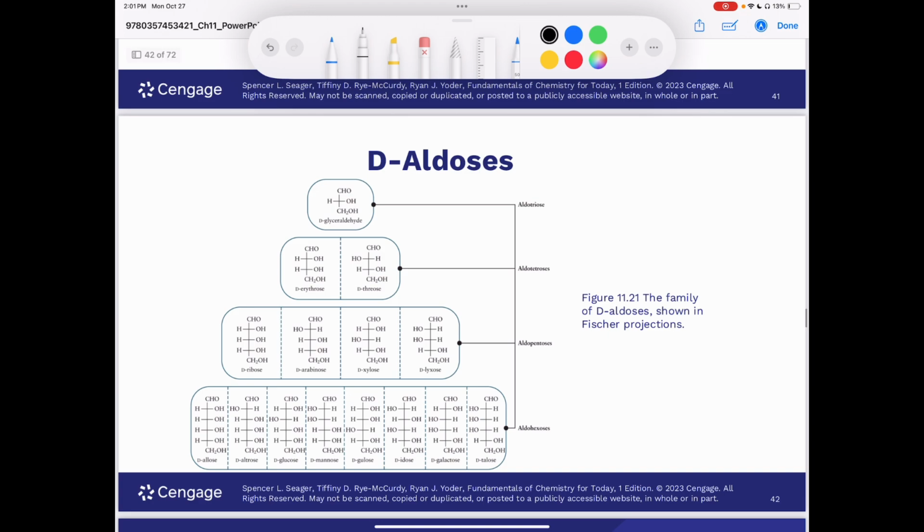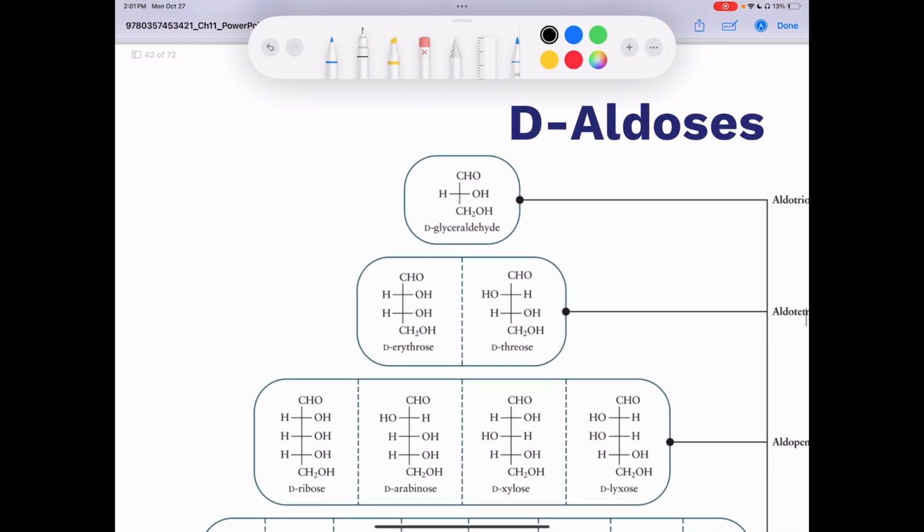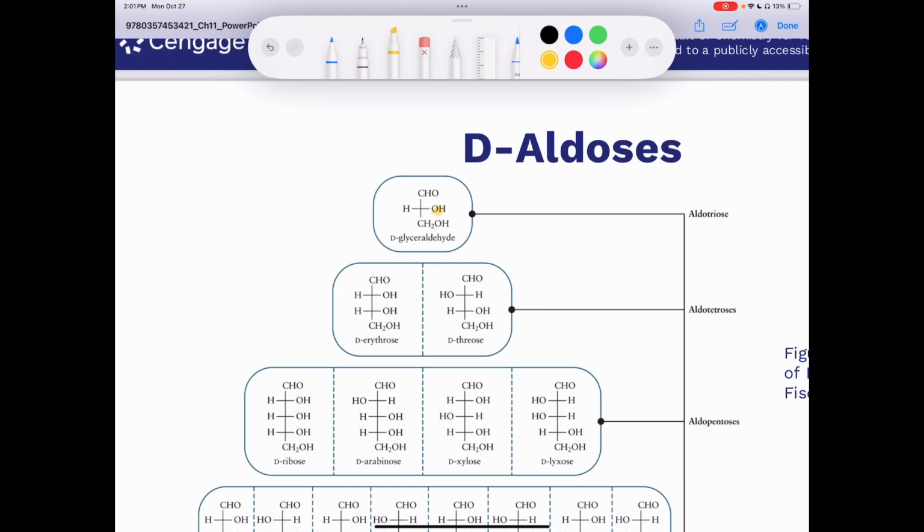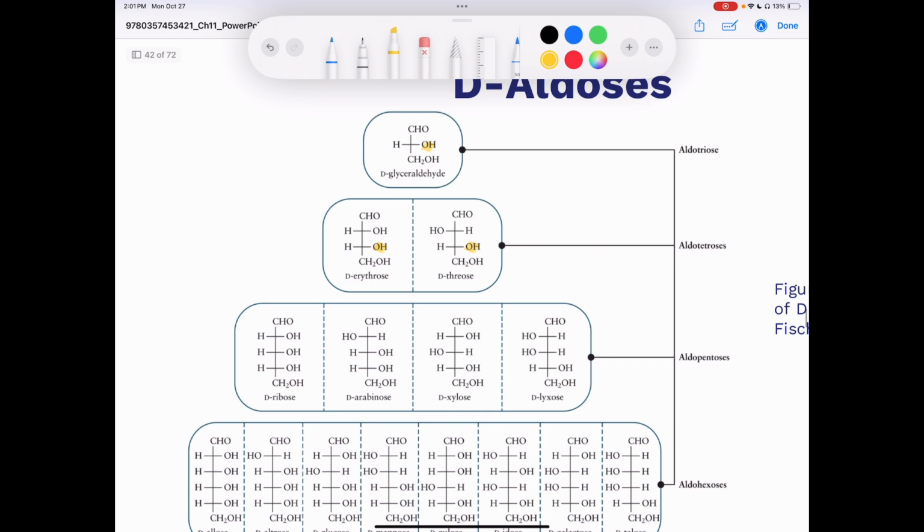And so we have the family of D-aldoses shown here. We go from glyceraldehyde, which is the first one, and our hydroxy is pointing to the right-hand side, so it's a D sugar, right? D-aldoses. Then we go to erythrose, and you see the hydroxy is pointing on the right-hand side of both of these. So these are both D-erythrose and threose, excuse me, but these are both tetroses. So we go from glyceraldehyde, which is a triose, to the tetroses, and there's 2 of them, erythrose and threose. You don't have to memorize these names, by the way.